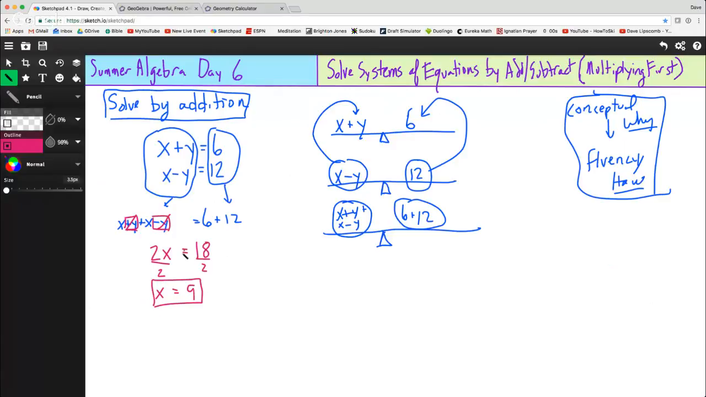And we're going to go back at this point and do exactly what we used to do in substitution. Take our x value and plug it back in up here to either equation. We'll use the first one. I'll say x plus y equals 6, and now we know what x is. X is 9. So 9 plus y equals 6. If I subtract 9 from both sides, I get y equals negative 3.